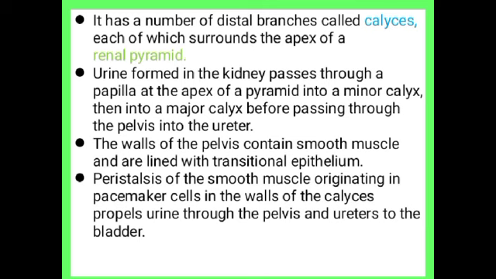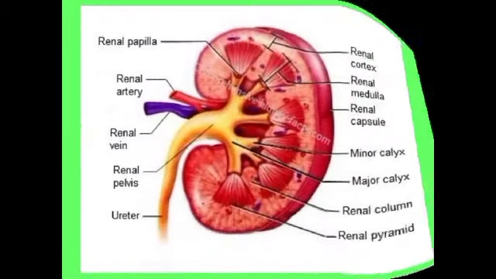And the walls of the renal pelvis contain smooth muscles. That's why it is under an involuntary mechanism. The peristalsis of these smooth muscles originates in pacemaker cells in the walls of the calyces, which propel urine through the pelvis and ureters to the bladder. So when the calyces receive urine, they initiate the movement of this urine into the pelvis, so that it can be transported to the urinary bladder for temporary storage.